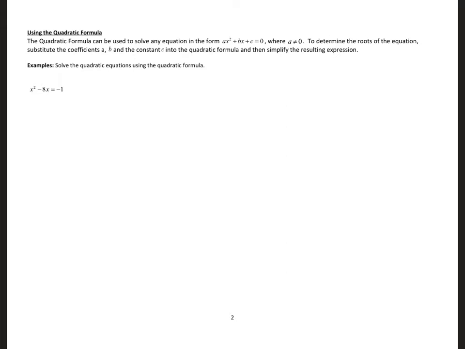Here we are going to use the quadratic formula to solve some equations. You can solve any quadratic equation using the quadratic formula. So let's start here. Step 1 is to write this equation in standard form. So this means adding 1 to both sides. So x squared minus 8x plus 1 is equal to 0. And this means a is equal to 1, b is equal to minus 8, and c is equal to 1.